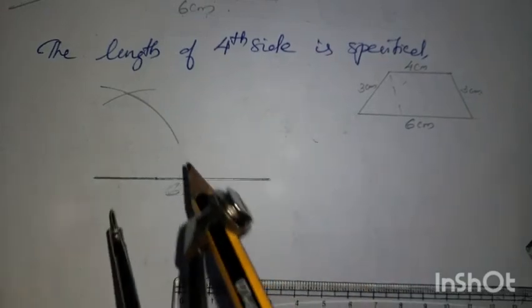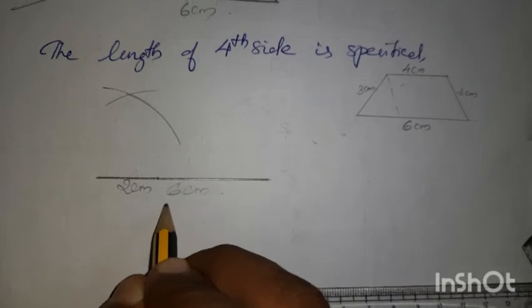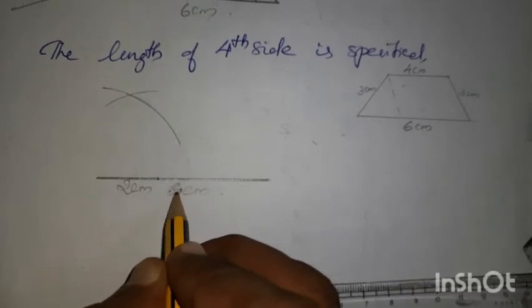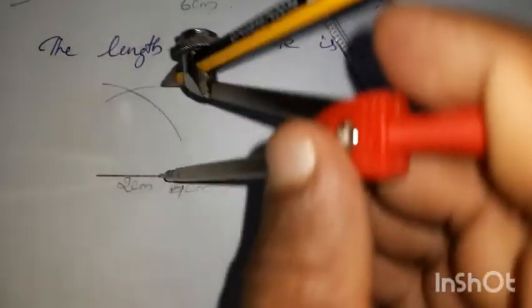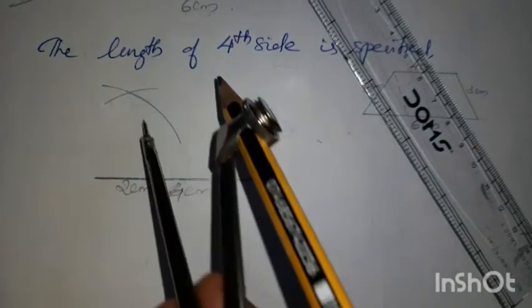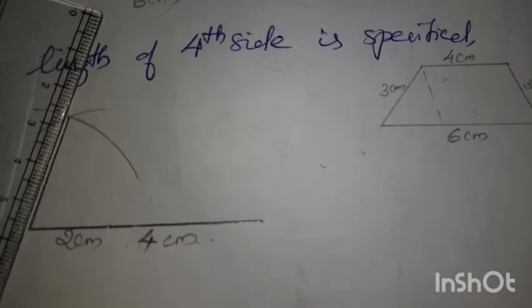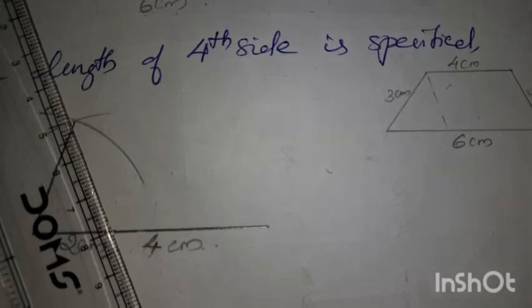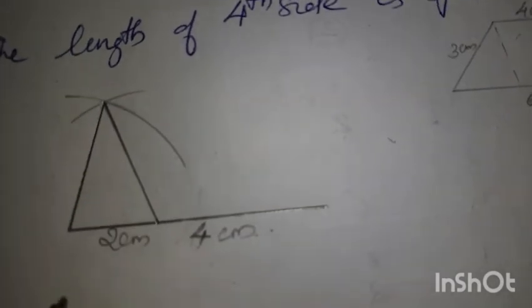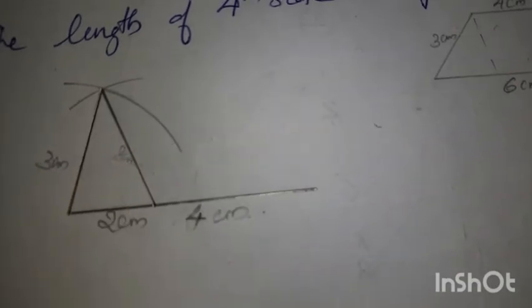So first mark is drawn from this side, and from 2 centimeters we are splitting the 6 centimeter into 2 centimeter and 4 centimeter. Total it is 6 centimeter. So from the end of the 2 centimeters you have to draw the next arc. Then you have to join the isosceles triangle first. Draw the side of the triangle and the next side. We got an isosceles trapezium with the 3 centimeter sides.